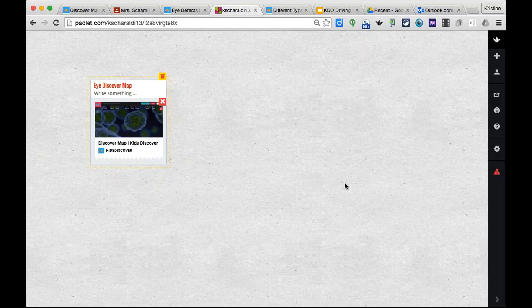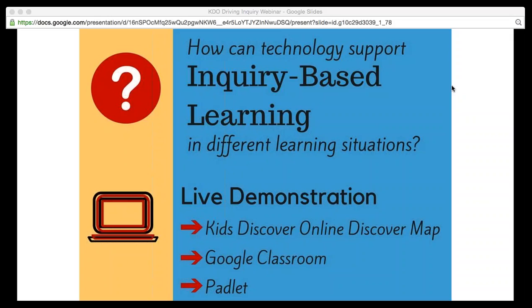So now you had a chance to see how we can use the Kids Discover Online map. What I'd like to do now is go back to the slides and just go over a couple of key takeaways before we wrap up. So I'm going to switch my screen back to the slides. All right.